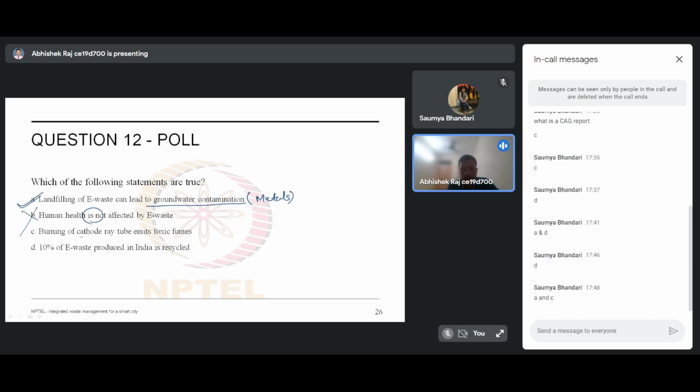Then we have the burning of cathode ray tubes that emits toxic fumes. Cathode ray tubes contain lead, to prevent the harmful rays from passing to the human eyes. So burning it will cause toxic fumes. So C is correct. And 10% of e-waste produced in India is recycled. This is not correct. As per the statistic in the lecture, it is around 4%. So we recycle less than 5% of the e-waste that is produced in the country.